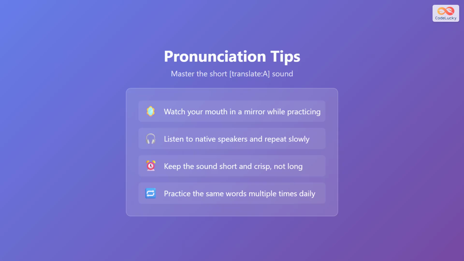Here are some helpful tips to improve your pronunciation of the short A sound. First, watch your mouth in a mirror while practicing. This helps you see if your jaw is open wide enough and if your tongue position is correct. Second, listen to native speakers and repeat slowly after them. Third, remember to keep the sound short and crisp, not long or extended. Fourth, practice the same words multiple times every day. Consistency is key to improving your pronunciation.